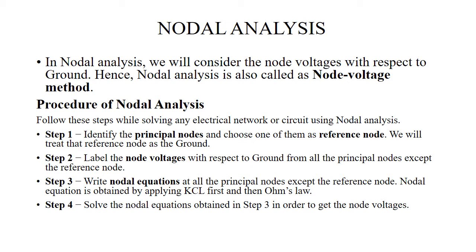Here we can see the steps for nodal analysis. First, we identify the principal nodes, and one will be marked as the reference node. It may be connected to ground. Second, we find the node voltages with respect to the ground. Third, we write the nodal equations by using the KCL method or Ohm's law method. Finally, we solve the nodal equations from step 3 in order to get the nodal voltages.